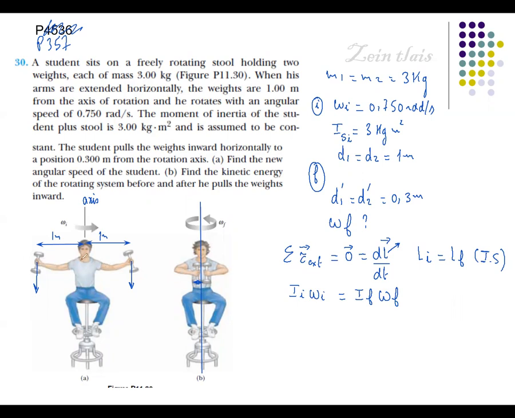Initially, I told you we have I_S, the moment of inertia of the student and the stool, which is constant. So initially we have I_S plus I1 plus I2, where here we have M1 and here we have M2. This is the initial one: I1 initial and I2 initial, times omega initial, which is equal to the final: I of the student and the stool, which is constant, plus I1 final plus I2 final, times omega final.